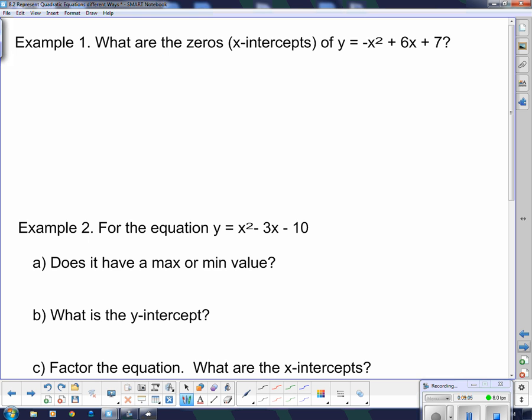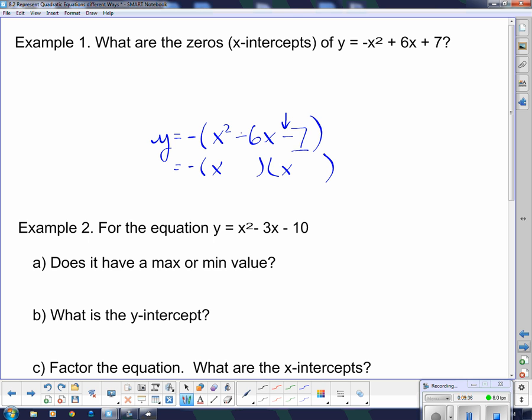The first one says, what are the zeros or x-intercepts of that equation? Well, since we're talking x-intercepts, I know I need to factor it. So we go y equals, first thing I'm going to do is take out a negative 1 as a common factor. And that gives me x squared minus 6x minus 7. Now I have to put down two brackets. And the first thing I look at is the signs. I know there's x's at the front, and I know that this tells me the signs are different.